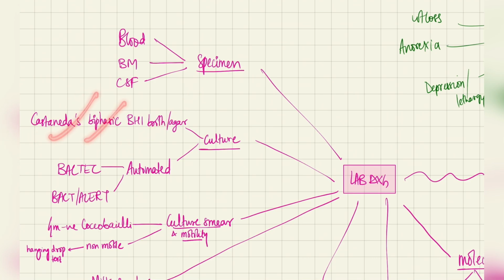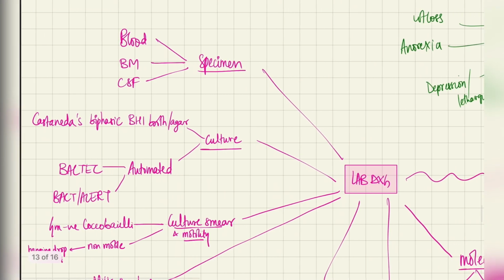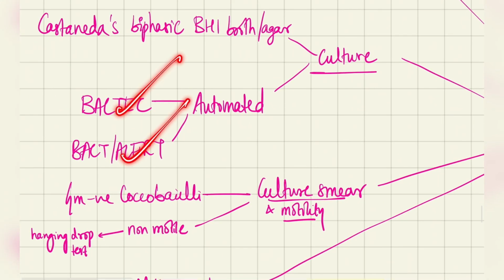Castaneda's biphasic broth or agar, BHI broth or agar. Then you can also do an automated BACTEC or BacT/ALERT, all these things, just the usual stuff.